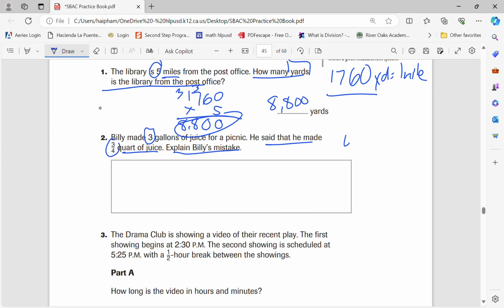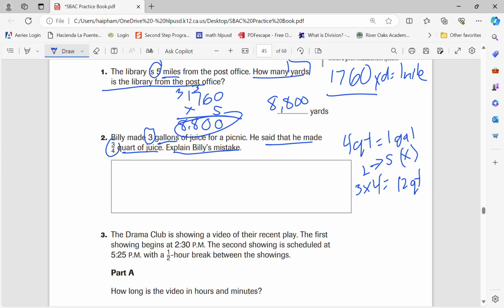So there are 4 quarts in 1 gallon. Just think 4 quarters in $1. 4 quarts in 1 gallon. We're moving from 3 gallons to quarts. So gallons to quarts, we are moving from a larger unit to a smaller unit, which means we should multiply here. And if you multiply 3 gallons by 4 to convert it into quarts, we would have 12 quarts. Now, Billy obviously mixed up his conversion and divided here.